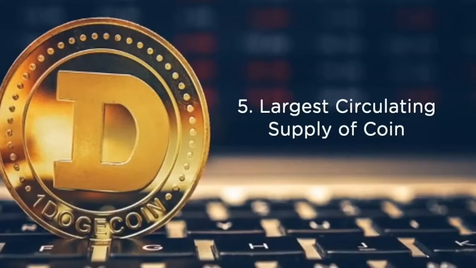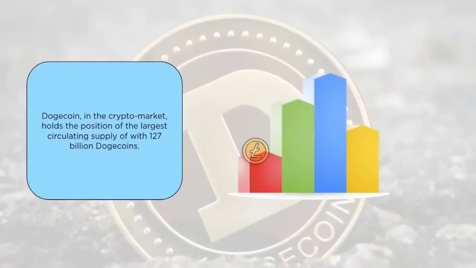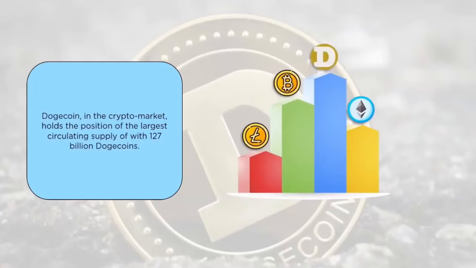Number 5. Largest circulating supply of the coin. Dogecoin in the crypto market holds the position of the largest circulating supply of coins. Since both the founders of Dogecoin wanted it to be a ridiculous joke, they thought of generating as many Dogecoin units as possible. Therefore, they ended up making a circulating supply of 127 million Dogecoin, which is relatively higher than the volume of other cryptocurrencies like Bitcoin or Ethereum.